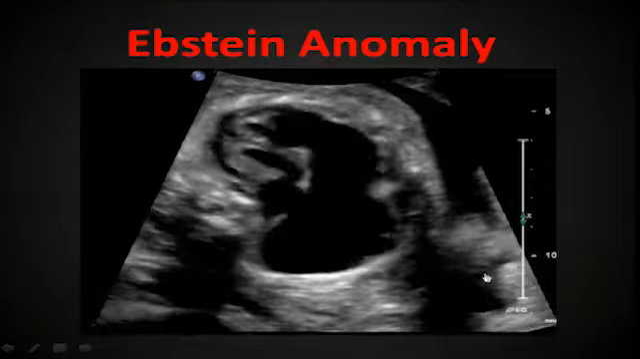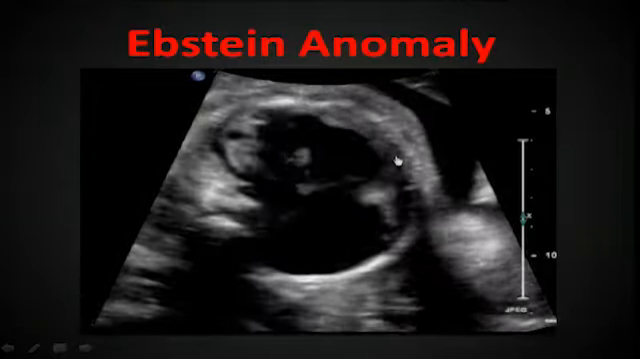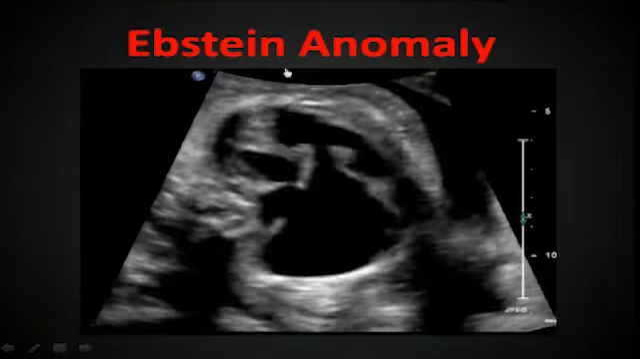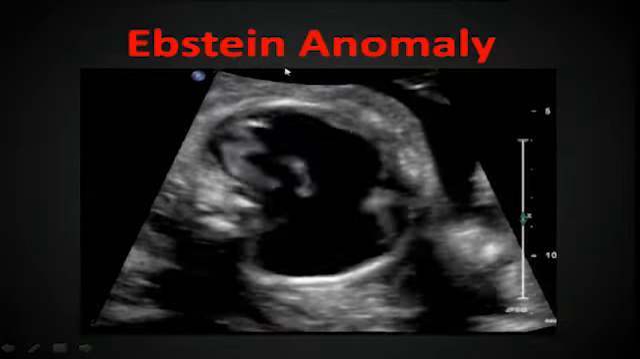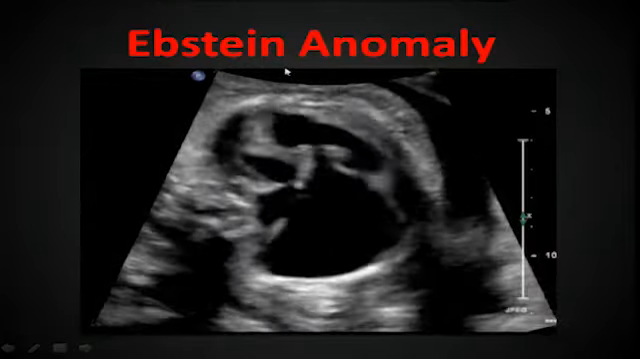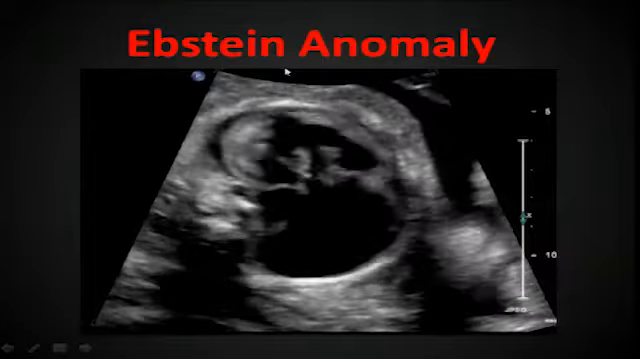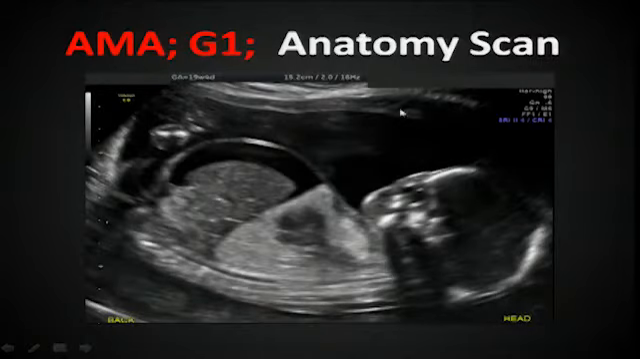But look how big that heart is. I mean, it's occupying about 80–85% of the chest. So again, size of the heart compared to the chest, and where is the apex? Looking at that cardiac axis, it's your first clue that something is going on.